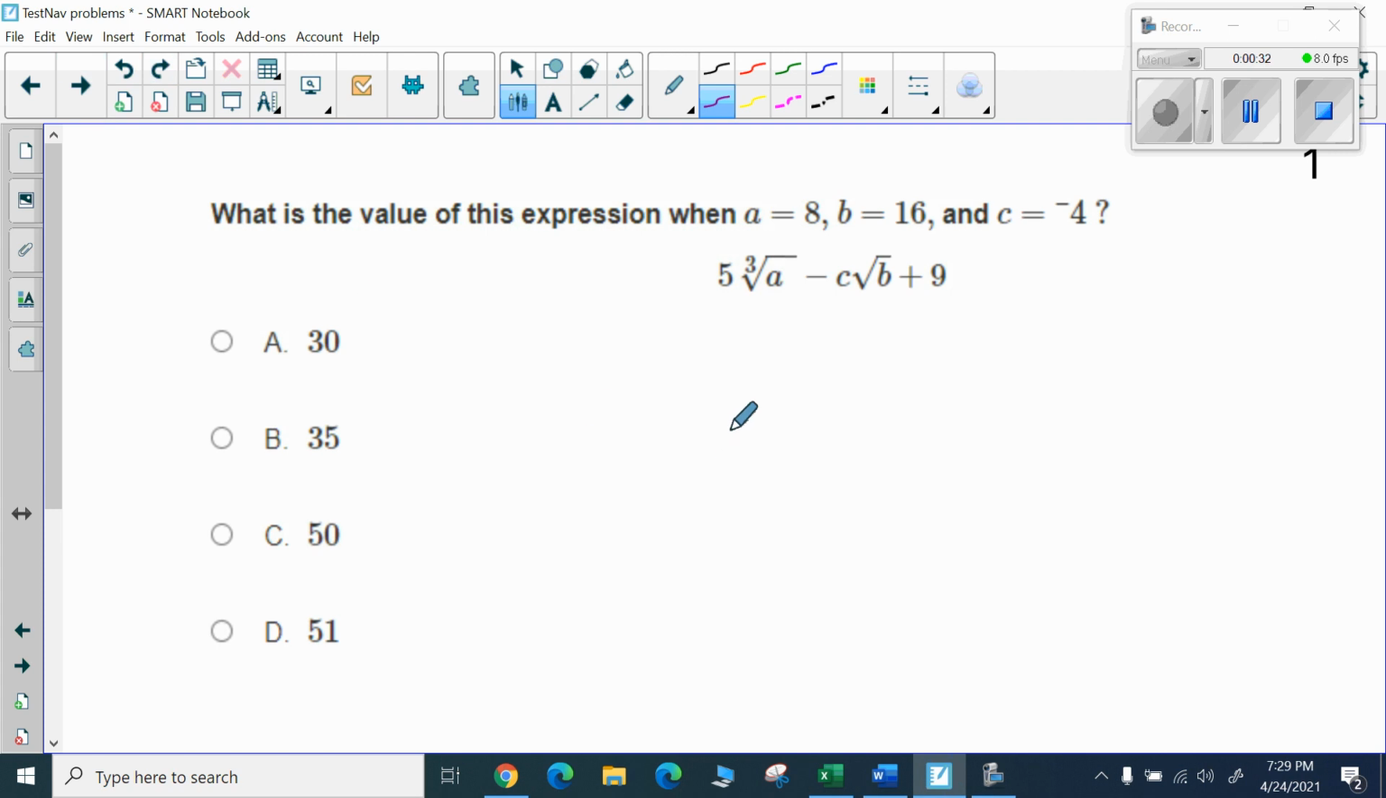Question number 1, what is the value of this expression when A equals 8, B equals 16, and C equals -4? So this is a pretty straightforward substitution problem, which means they want you to take 8 and put it right here where A is, 16 here where B is, and -4 where C is. So as always, we're going to copy what we see and we're going to substitute.